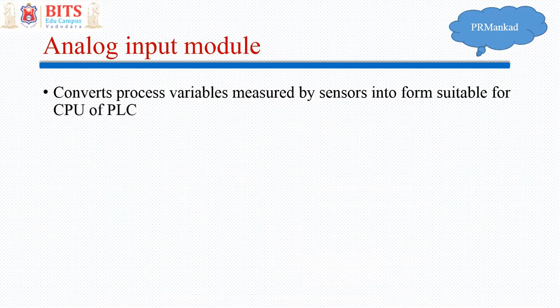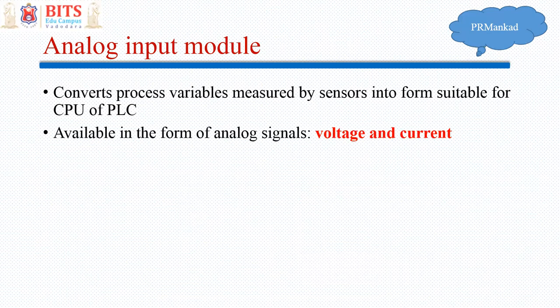Now, what is the form which is suitable? The CPU reads digital information. So whatever analog value you have, suppose I have a 0 to 5 volt voltage representing temperature, whatever is the value of the voltage has to be converted into digital, and that information should be sent to the CPU, right? So that is the job which is to be done by the analog input module.